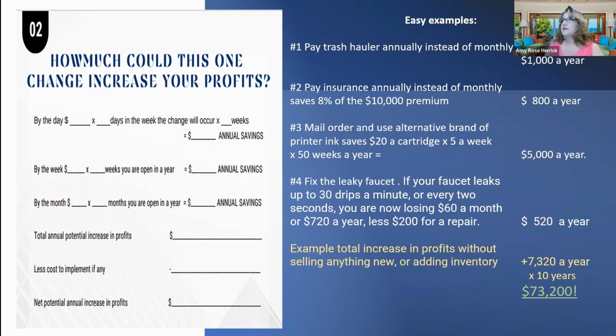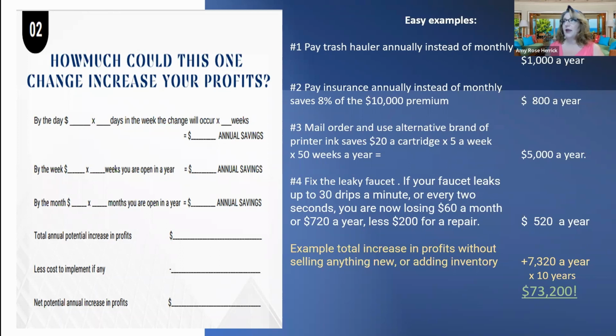To me, it would be an absolute no-brainer to change to pay the insurance annually instead of monthly. Not only does it cut down on my bookkeeping entries, but for $800, that's definitely worth a quick change. But if you look at all of these different changes that we have here, if I took that $7,320 change times 10 years, can you do anything with an extra $73,000 in profit on your bottom line? I think I could. So very easy concept.